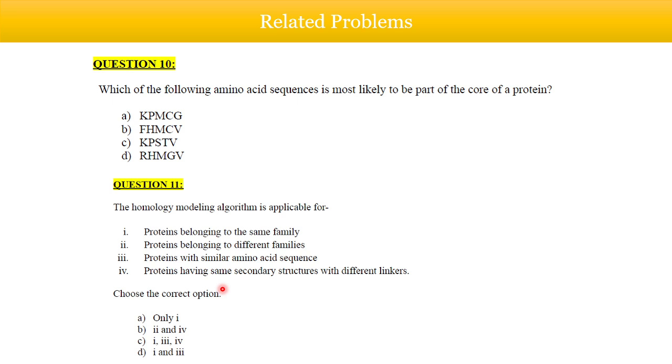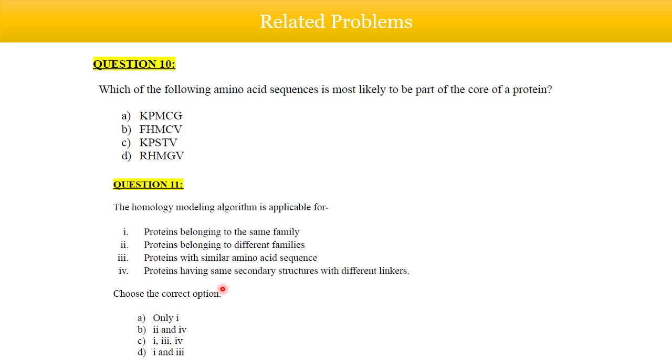So phenylalanine, histidine, methionine, cysteine, and valine have non-polar and hydrophobic side chains. Right. So we have a combination at number B that will be basically present in the interior of the protein. So option B is correct over here because all of them have non-polar and hydrophobic side chains.